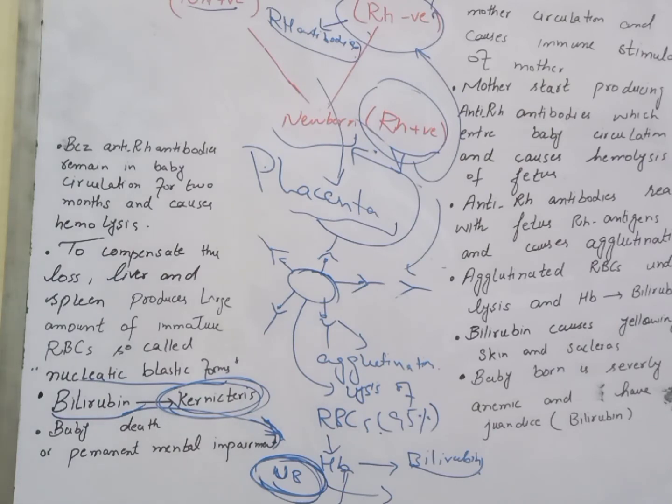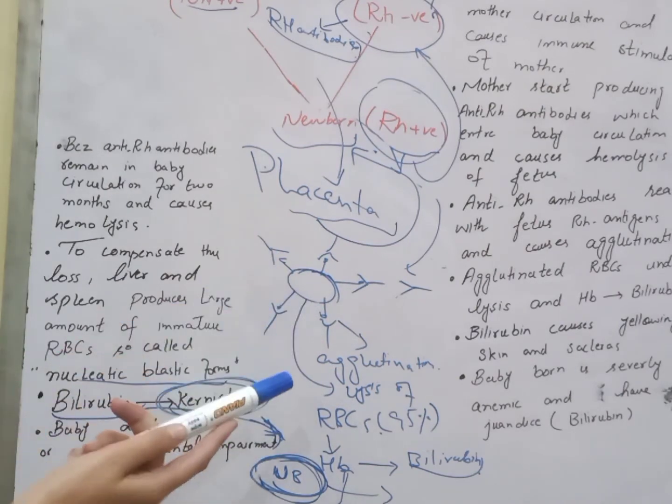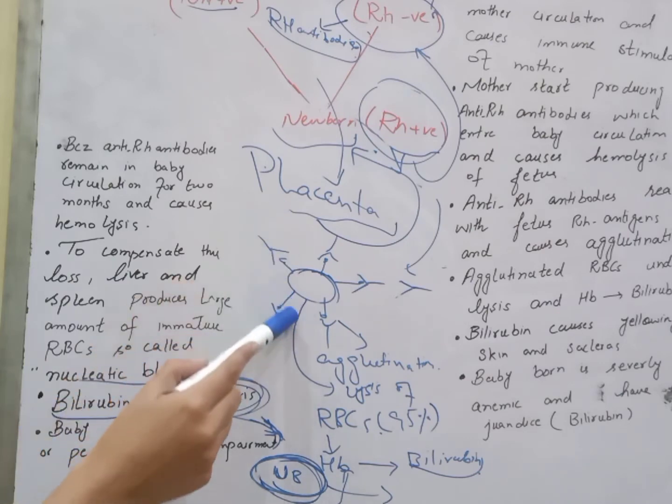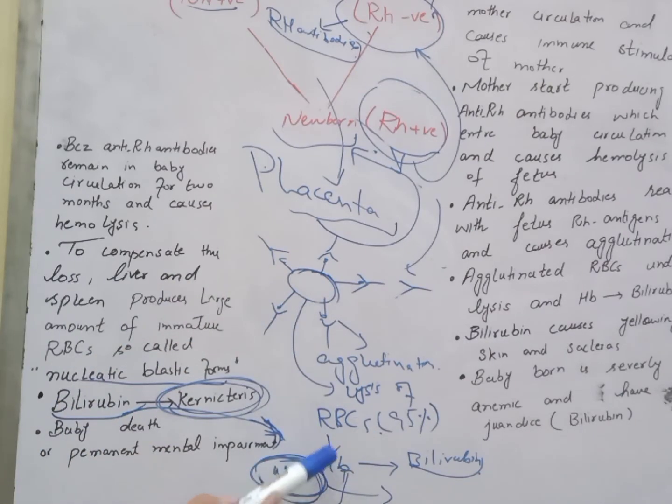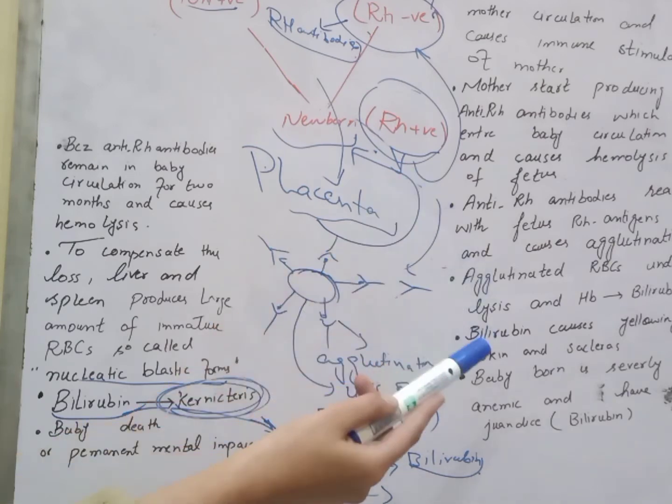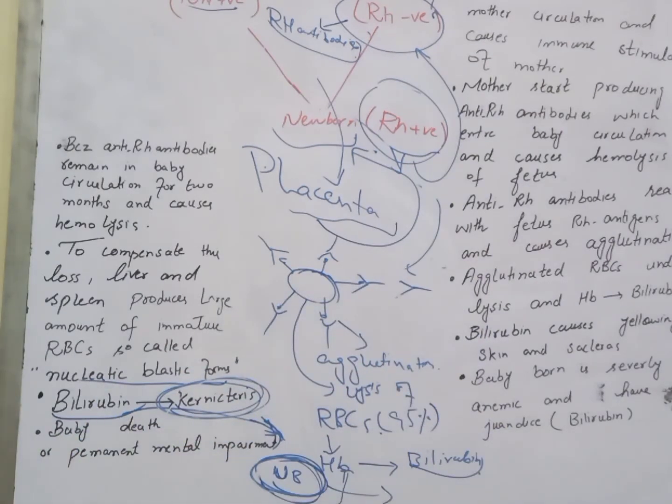So the two conditions are here: the baby is anemic because RBCs are undergoing lysis, and the second thing is that the released hemoglobin is converted into bilirubin, so there is a high level of bilirubin in the blood. Bilirubin will pass through the circulation into the brain and cause kernicterus, which can lead to permanent mental impairment, and anemia itself can cause the baby's death. So this was the whole summary of erythroblastosis fetalis.